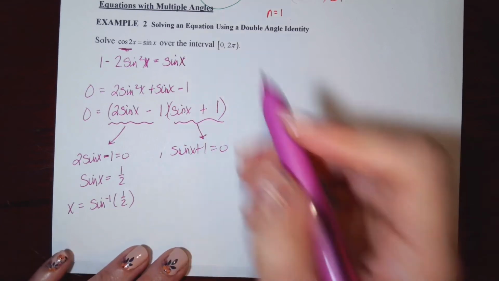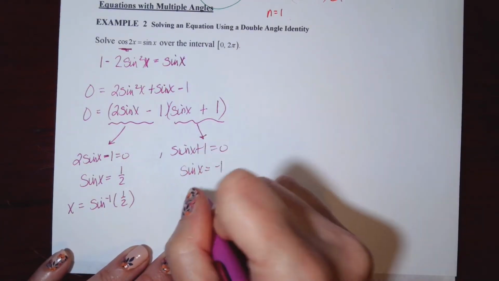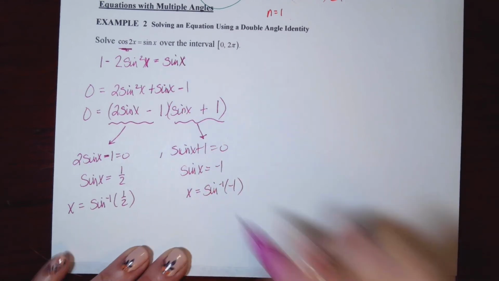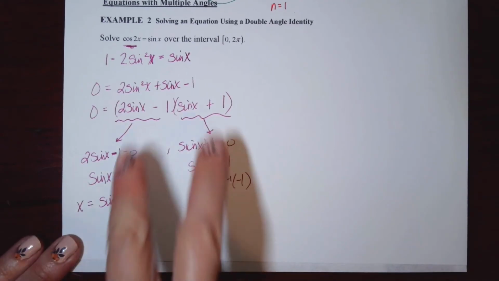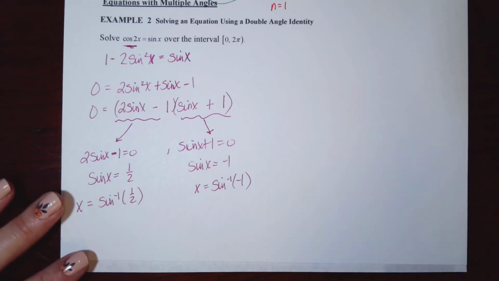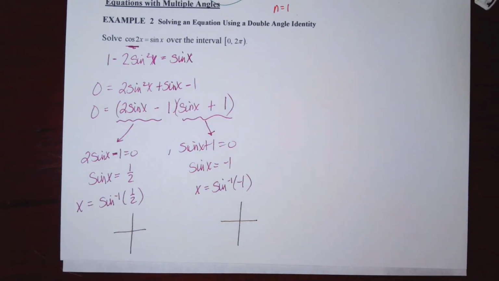And here for this one, I move that 1 over, I've got sine x equals negative 1. So I'm looking for the angles x whose sine function value is a negative 1. So this is my two factors solved for x, where x is the angle I'm interested in. Alright, so we're going to do sketches here.